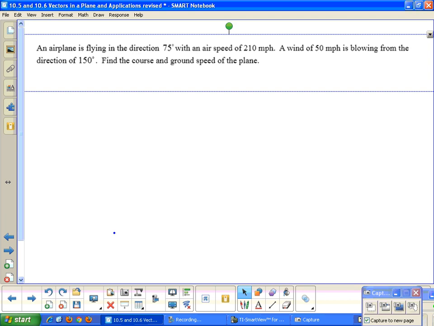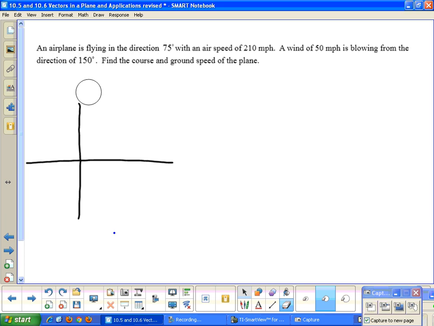So the first thing I like to do is draw a picture so I can kind of get an idea of what this looks like. So an airplane is flying in the direction of 75 degrees with a speed of 210 miles per hour. Now, navigation direction is different than how we are used to from our unit circle, drawing out our angles and measurements. We normally started with 0 degrees, and this is 90 degrees. However, when you're talking about navigation, north stands for 0 degrees, and then east would be 90 degrees. South gives me 180 degrees, and this is going to be 270 degrees. So it's a little bit different.